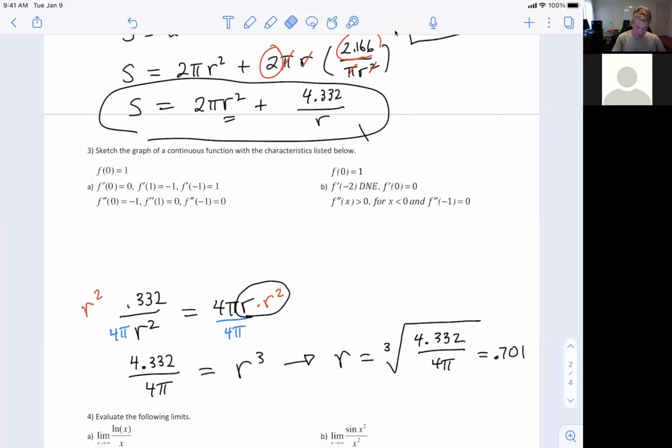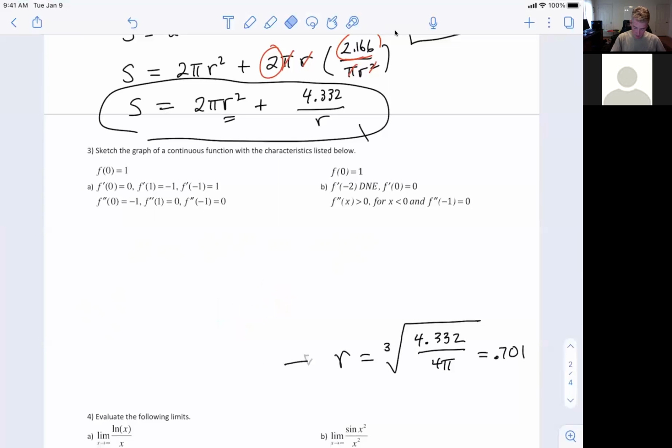Next up, just practice doing some graphing, which is basically a good way to understand what the derivatives tell you about the function, but without actually having the function.